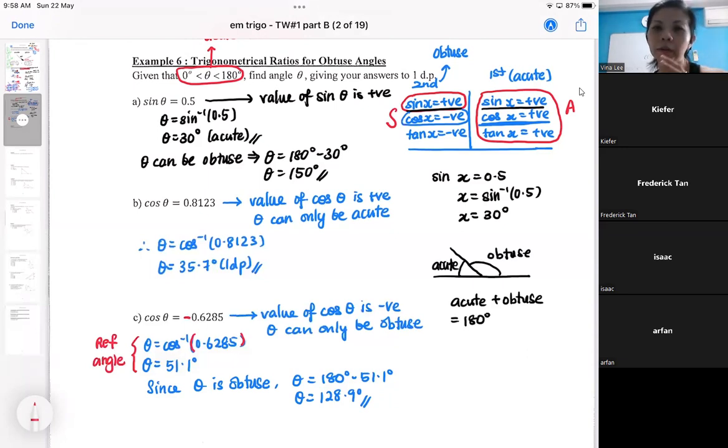So all the relationship is on the ASTC relationship. All are positive in the first quadrant, sine positive in the second quadrant. So in the exam, they will ask you such a simple question. Then maybe you are given 1 mark or 2 marks based on this.